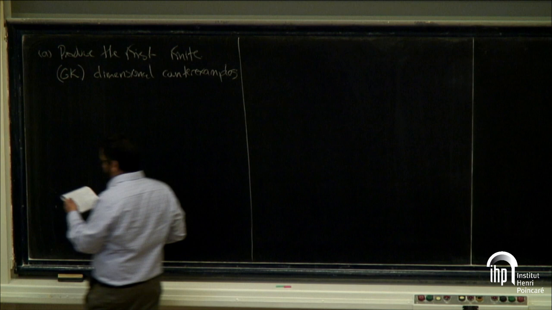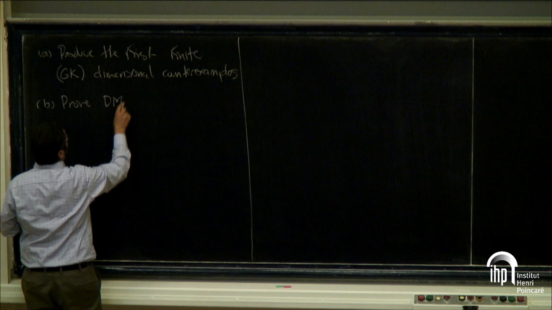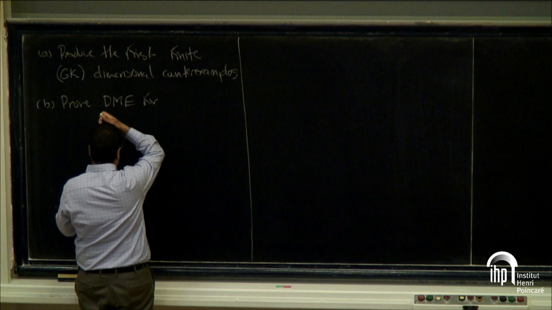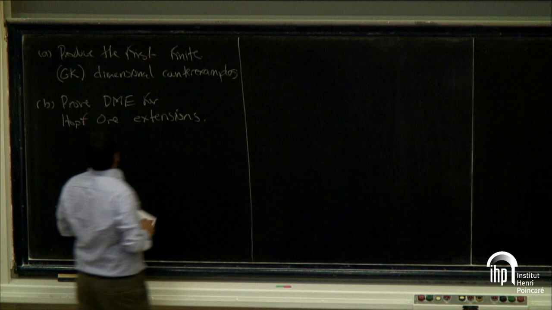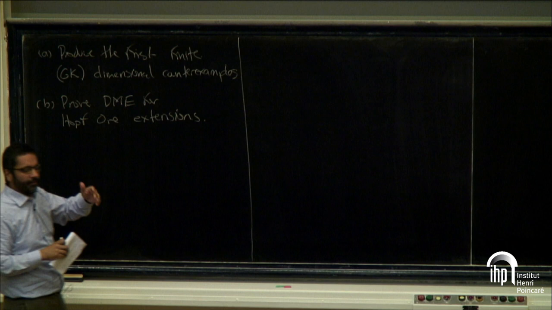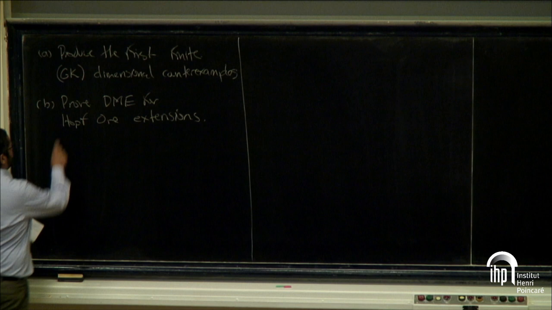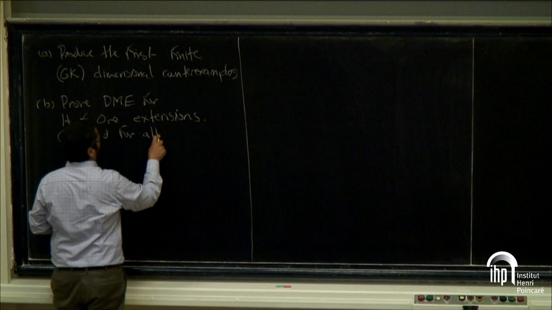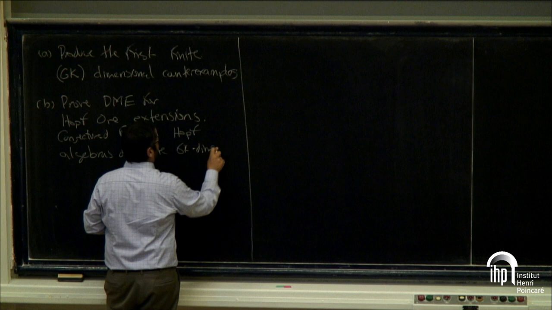Second theme is to restrict, so prove DME for a special class of algebras, which are Hopf Ore extensions. I will give this definition later and explain them. They're a very particular construction, but they're somehow a common way of producing noncommutative algebras from commutative information. And for this collection of algebras, the work implies that the DME is true for them. In general, it's conjectured for all Hopf algebras of finite GK dimension. So this work can be viewed as kind of evidence towards this conjecture.